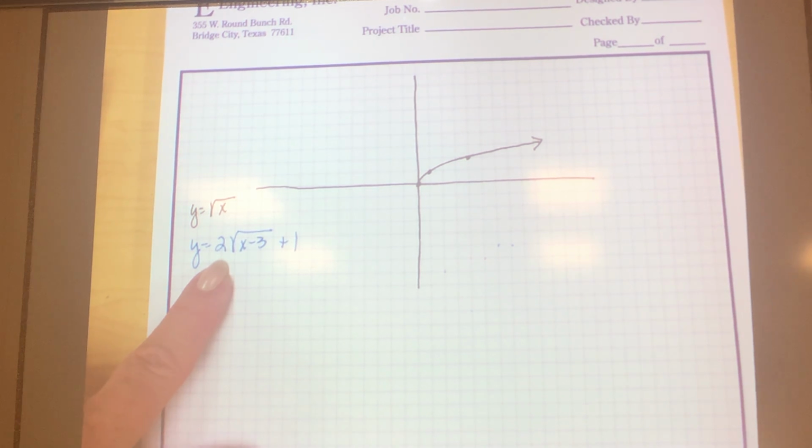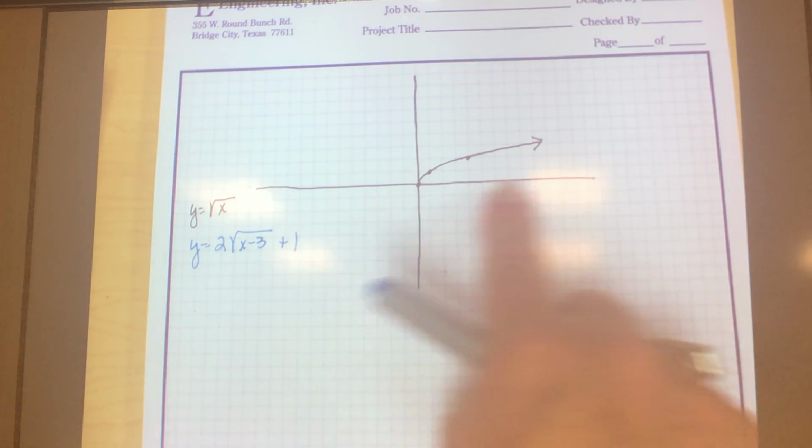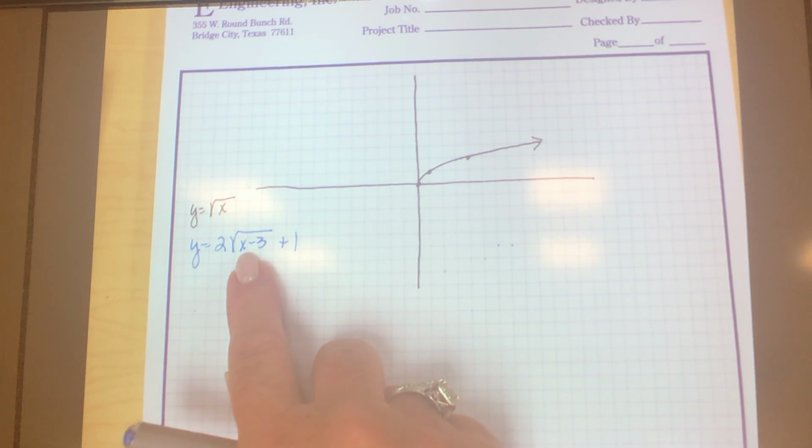Is it vertical or horizontal? Is he with an X or a Y? He's with a Y, so that's vertical. The y-axis runs up and down, that's vertical. Okay? The x-axis runs horizontal. So anything with an x would be a horizontal something, okay?